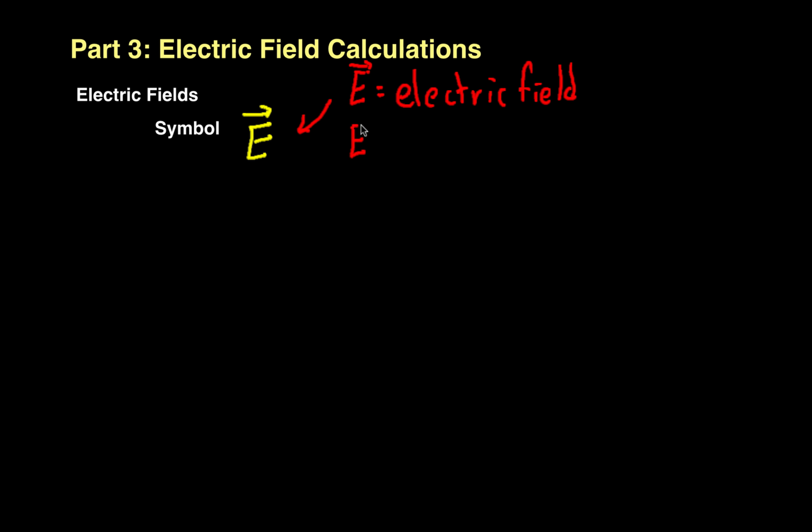E without, or E that is not a vector, refers to energy. These two are completely different things, so it's important that you're careful not to confuse them. The unit for electric field is the Newton per Coulomb.